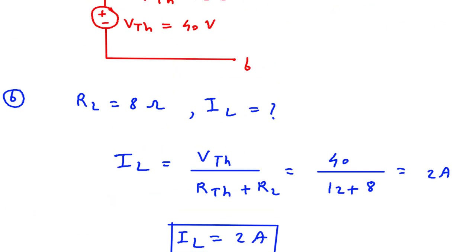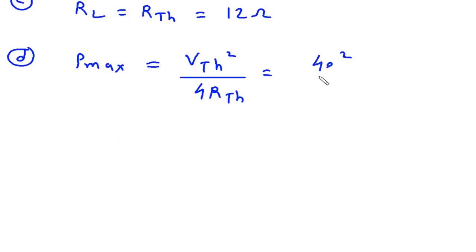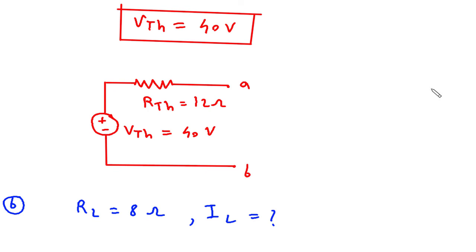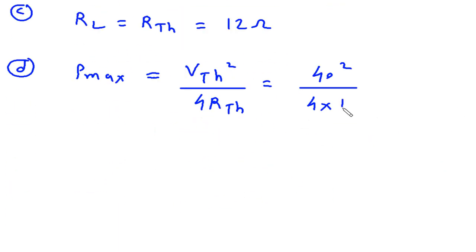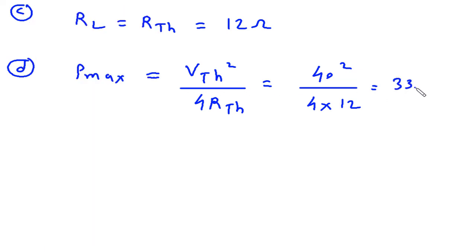Now VTh square is 40 square divided by 4 into RTh. Now RTh is 12 ohm. So 40 square divided by 4 into 12. So this will be 33.3 watt. This is the value of Pmax.